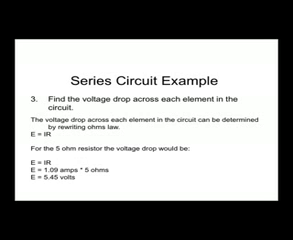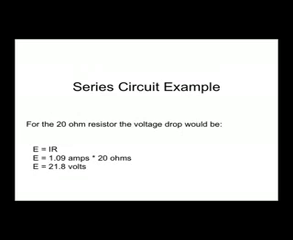Next, find the total amperage draw of the circuit. The amperage draw of the circuit can be determined using Ohm's law. I equals E divided by R. So you have 120 divided by 110 ohms. So the total amperage of the circuit is 1.09. Now remember, the amperage of this circuit is a constant throughout the entire circuit.